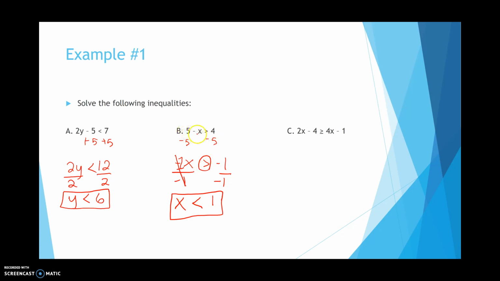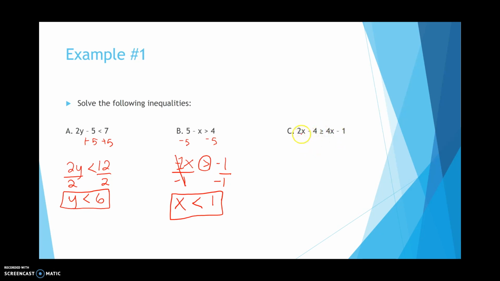So if I chose 0, 5 minus 0, yes, that's true. It's greater than, because 5 minus 0 is 5. 5 is greater than 4. So that's my answer. Now looking at C here, notice we have variables on both sides of the inequality.